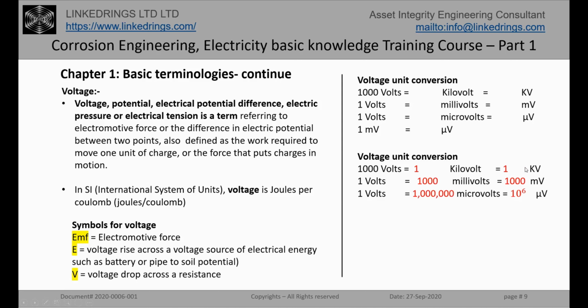1 volt equals how many microvolts? Equal to 1 million microvolts. 1 million means 10 power 6 microvolts. This is the symbol for micro. 1 millivolt equals how many microvolts? Equal to 1000.